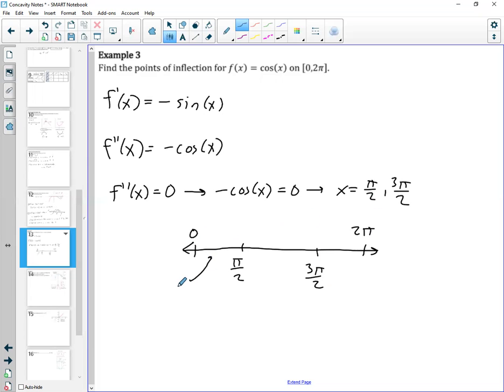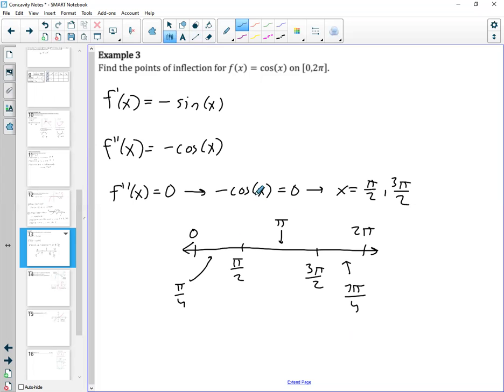So I'll plug in maybe a number here, maybe pi over 4. Maybe I'll throw in a 3 pi over 4. Maybe I could put pi in for this one, that'd be easier probably. And then 7 pi over 4. That's bigger than 3 pi over 2, right?